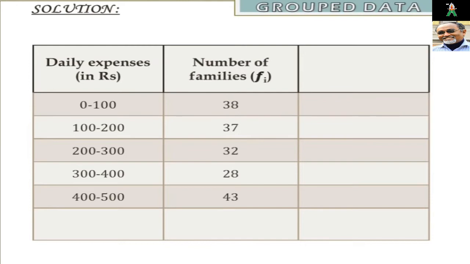Now frequency is the rate at which something occurs. So this just means that 38 families have a daily expense of 0 to 100 rupees, 37 families have a daily expense of 100 to 200 rupees, and so on. Now we know the frequency of all the classes, so let us total it up and we get the sum of all the frequencies, denoted as N or sigma fi, where sigma is the sum operation, and it is 178.